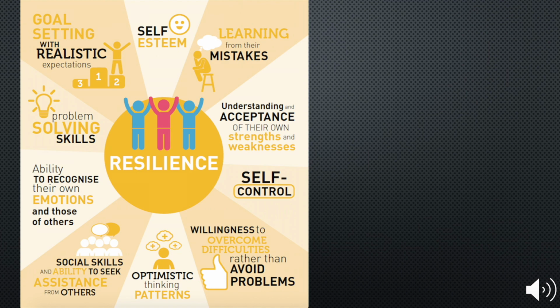Self-control. This may be in terms of controlling your emotions, controlling the way in which you express yourself when in conflict with others, deferring gratification and avoiding procrastination. That means not putting off your homework till the last minute. Willingness to overcome difficulties rather than to avoid problems. Optimistic and positive thinking patterns.